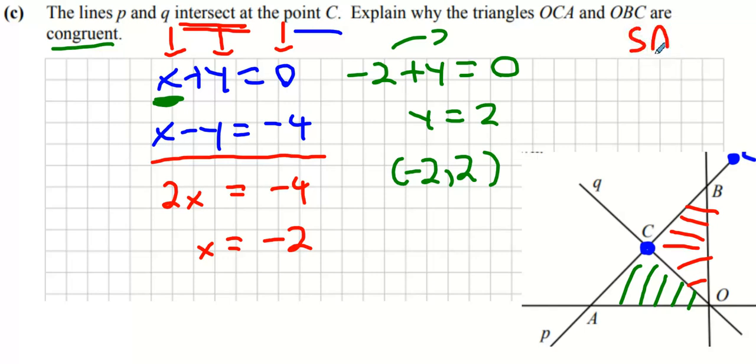SAS. S, what's that stand for? Side, angle, side. SSS. Side, side, side. And the next one? ASA. Anybody? What? RHS. Right angle, hypotenuse and one side.